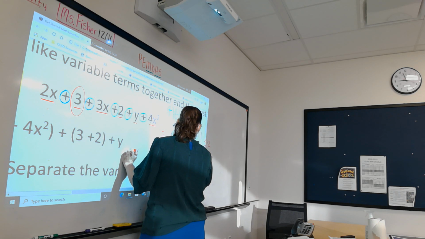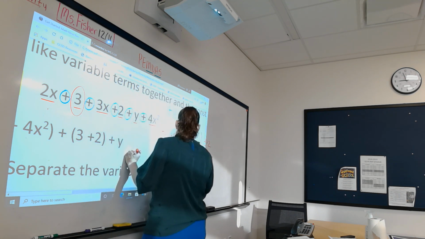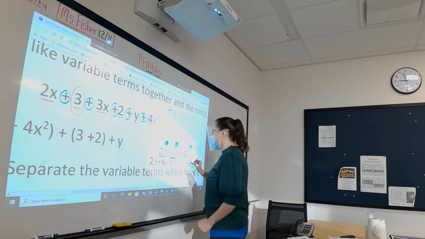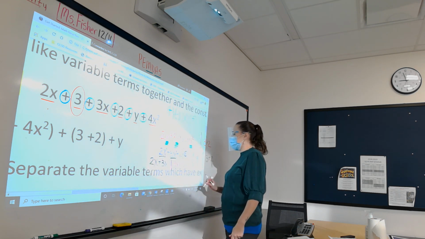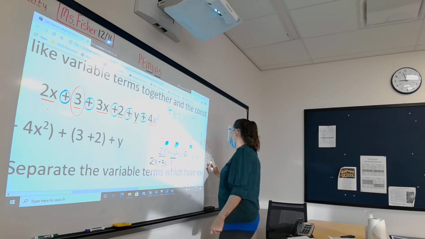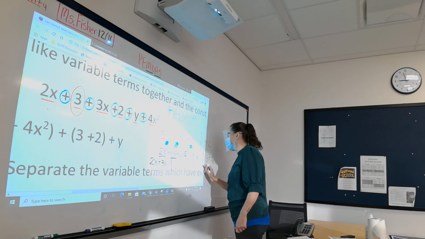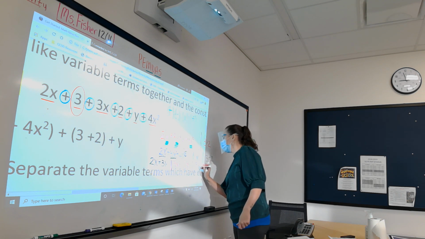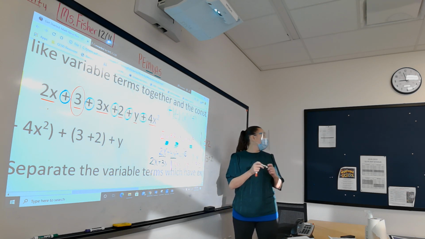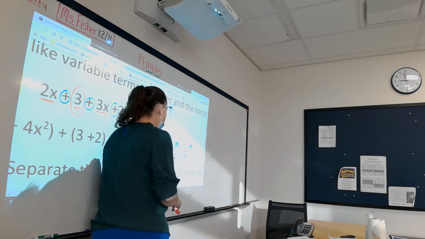Okay, now we know 4x squared is not a like term, so I'm going to put that separate. 4x squared. Have that line. Y is not a like term, so I put that separate. 3 plus 2 is not a like term, so I'm going to put that separate as well. So now I have separated successfully all of my terms that are different, and I've put together successfully all of my like terms.